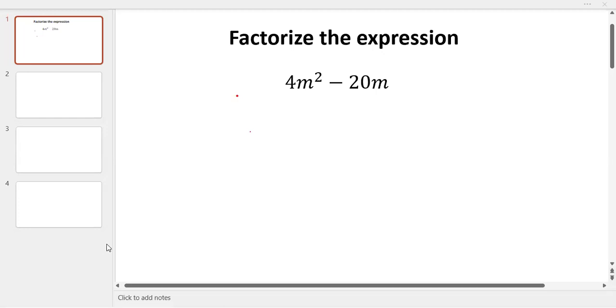The first thing you have to look at are the numbers you have, 4 and 20. So you have to think, what is the highest common factor of 4 and 20? That is the highest number that can divide both 4 and 20. The highest number is beautifully 4. 4 is the biggest number that can divide both 4 and 20. So what you do is you bring out that 4.